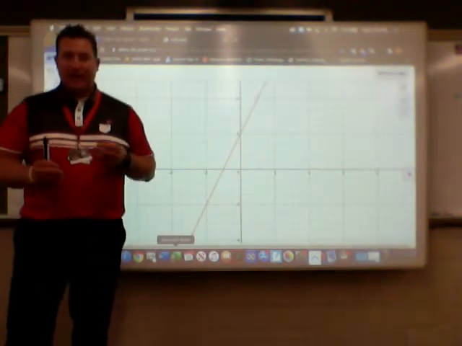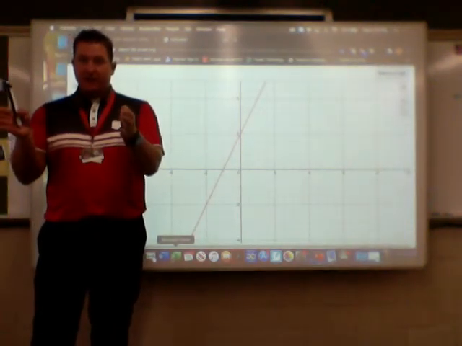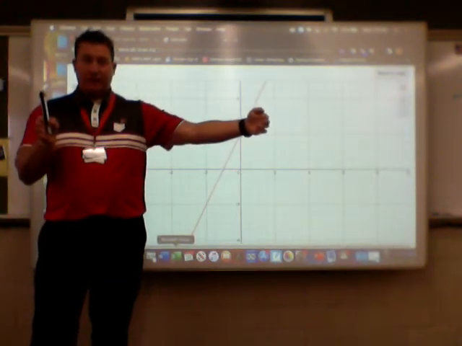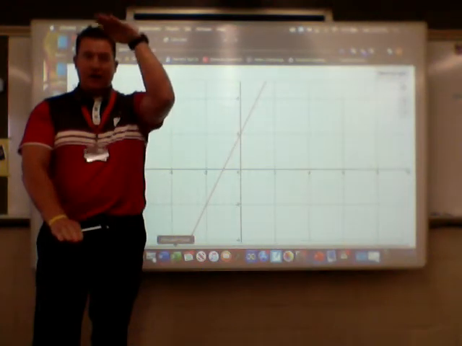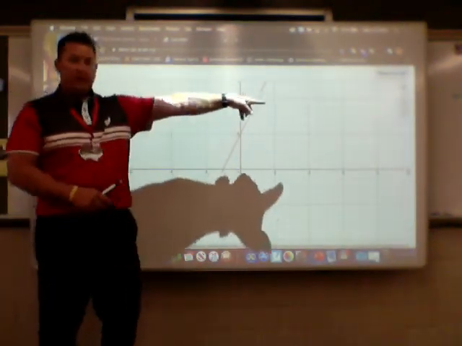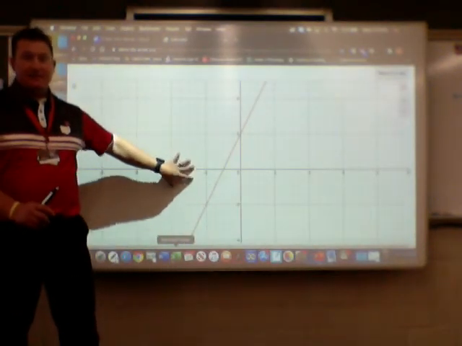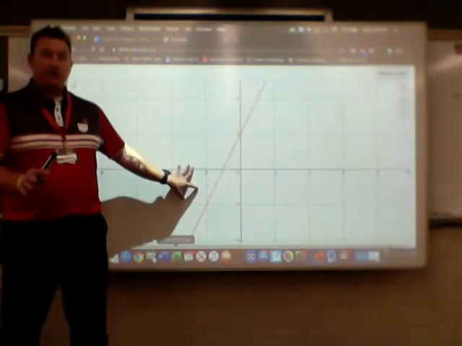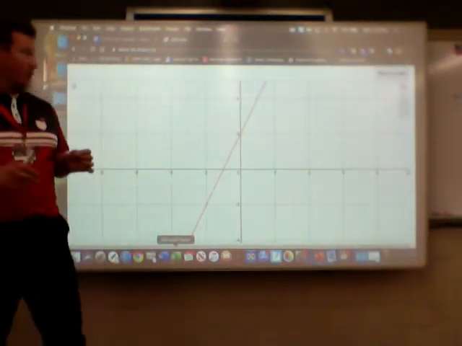What is its domain and range? In other words, how far to the left is it going? How far to the right is it going? That's my domain. Range is up and down. How low does it go? How high does it go? Well, I can hit the zoom out button and zoom out and zoom out. This graph is not going to change. It's just going to be a straight line that goes on in those two directions forever.